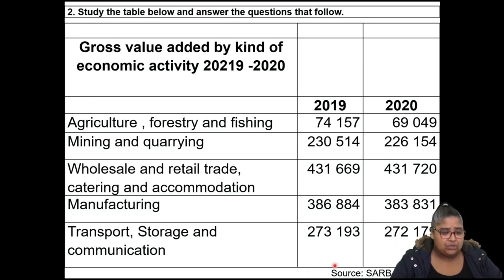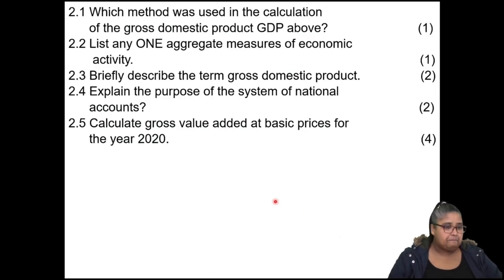You will also have 5 questions to answer, and these will be based on the information given here, but in general about national accounts and GDP calculations, etc. So let's have a look at the questions. Before we go to the questions, we have agriculture, forestry, and fishing. Already you ask yourself, what economic sector is this? Mining and quarrying, wholesale and retail trade, catering and accommodation, manufacturing, transport, storage, and communication. So these are the various types of economic activity. And let's see what the questions are.